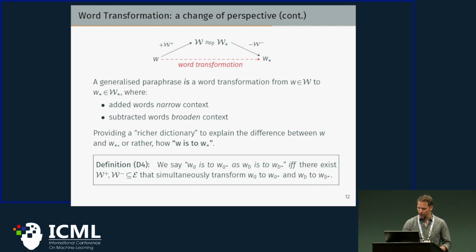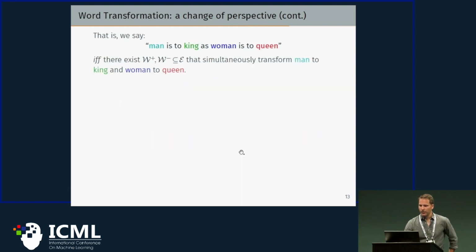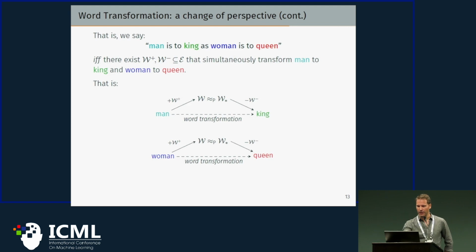And so this is a mathematical redefinition of what it is to say this. We just interpret this as there being two word transformations that use the same words. And the same words is crucial and reflected in the "as" term. So, specifically, we say man is to king as woman is to queen if there are words that will transform man to king and at the same time transform woman to queen. That is, we can complete this picture for some particular words that are common in both of these diagrams.